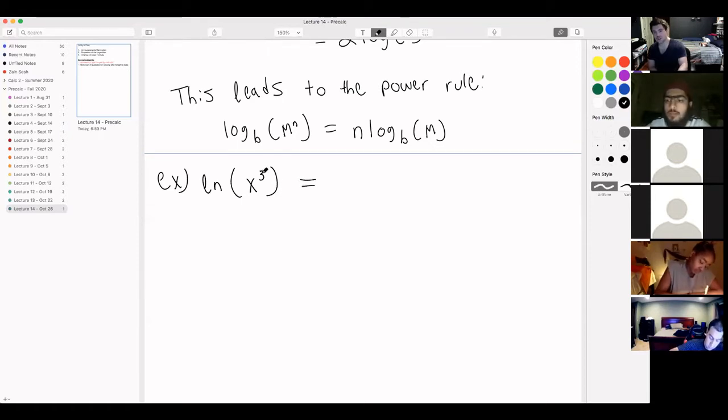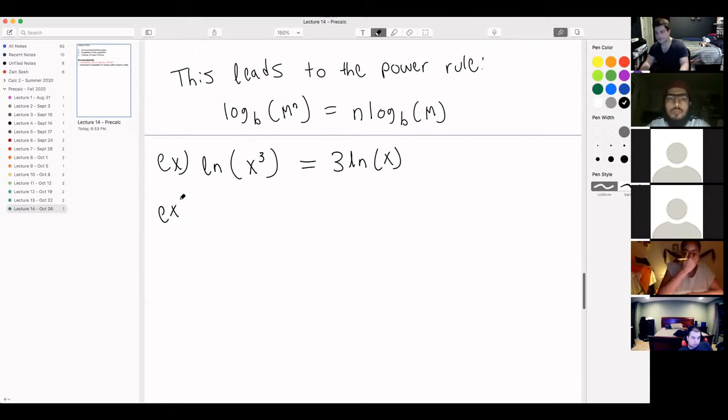Okay, good. So now this 3 in the exponent, this exponent of 3, can be brought down as a coefficient of 3. So this will now be 3 natural log of x. Okay, good. Next one.